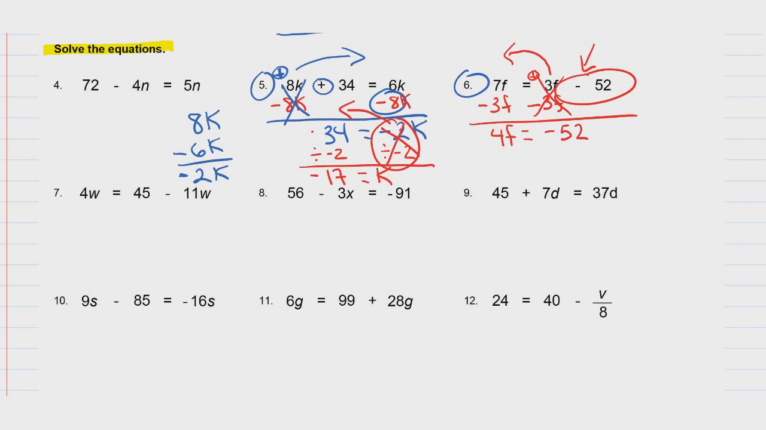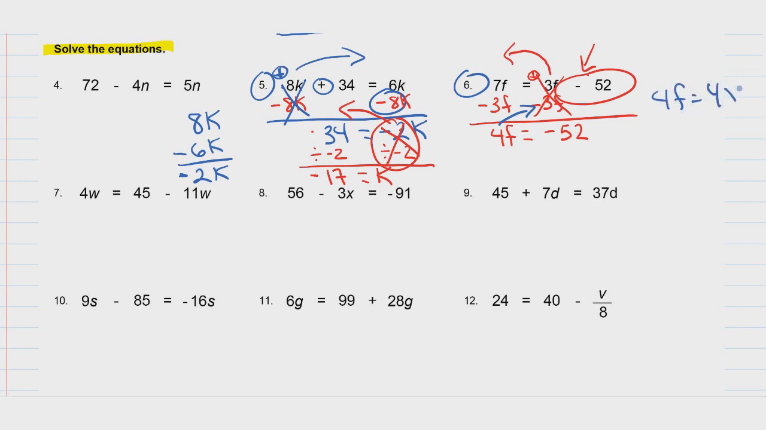So now we're asking ourselves, who can we move to make everybody happy? Well, of course, the 4 wants to get away from the f. He's like, get away from me! And the f's like, yeah, you get away from me! So the 4 decides to go to the opposite side, and we just already talked about this.